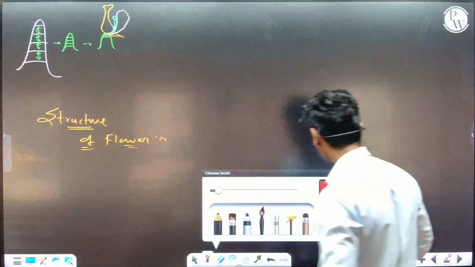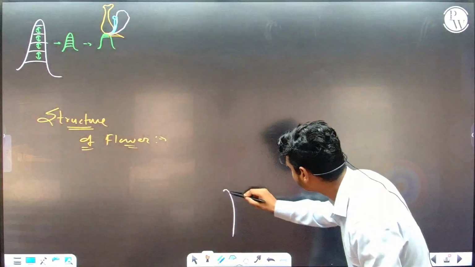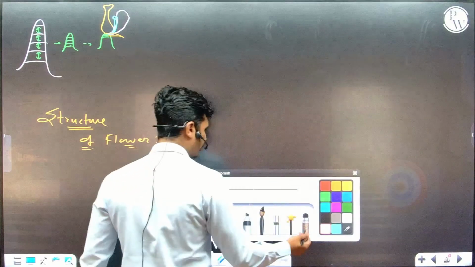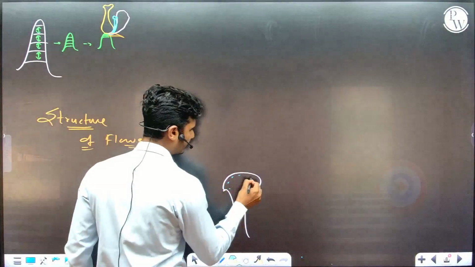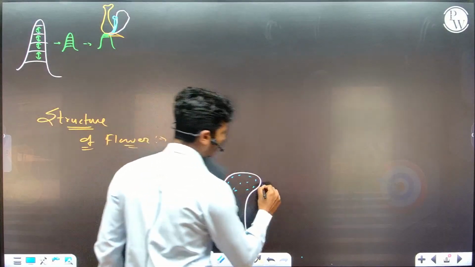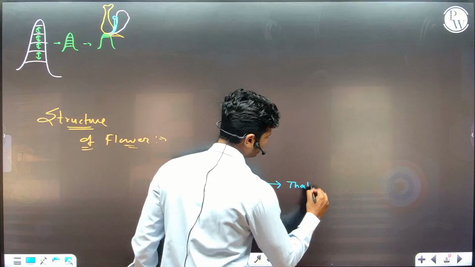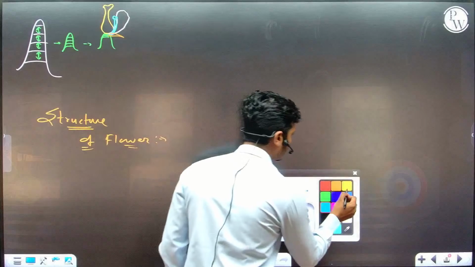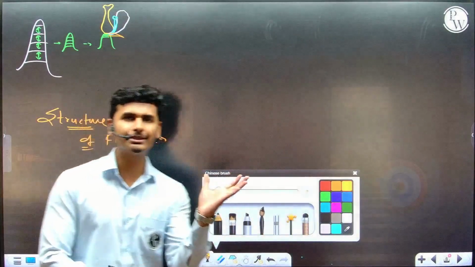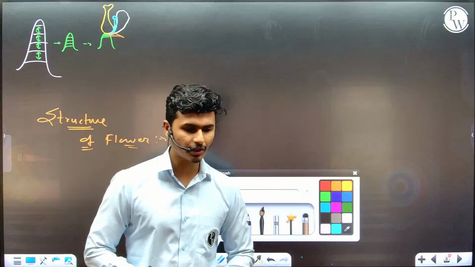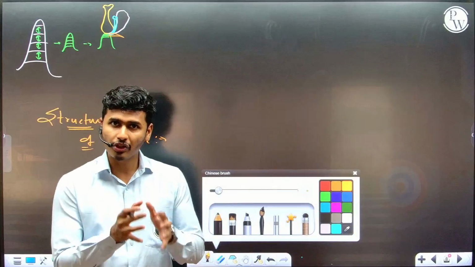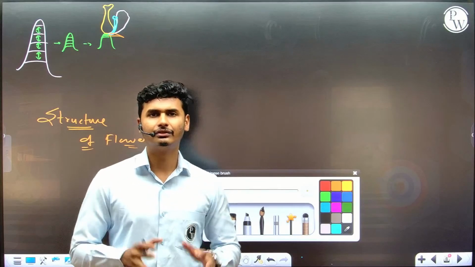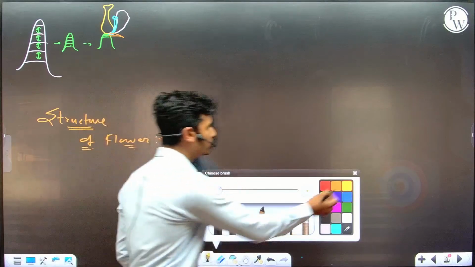We are going to start this diagram with the lower part, that is the pedicel, and a bulgy part which is responsible for storage of food. This part is known as receptacle or thalamus. The thalamus has two functions. First function, storage of reserve food material. And second function, giving support to the ovary.